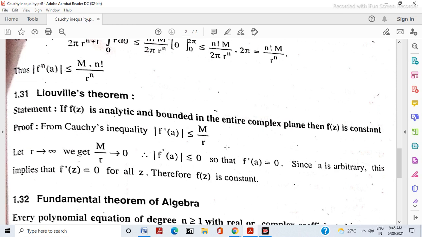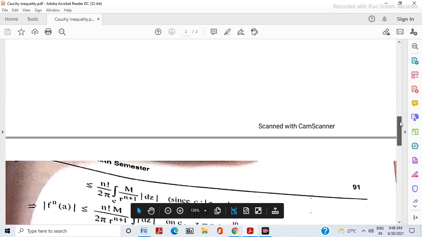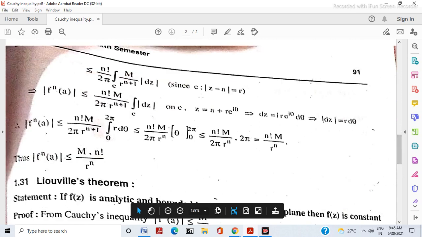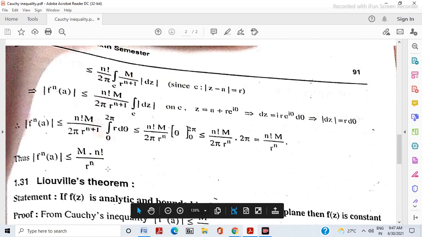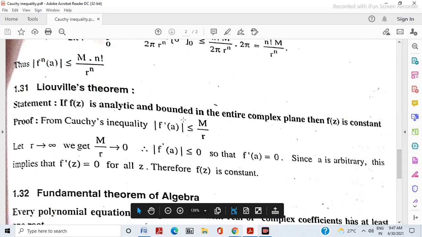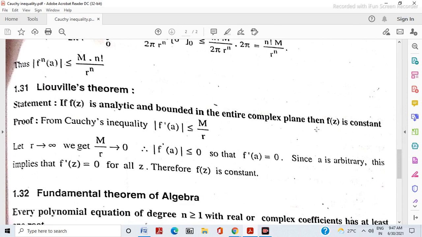F of z is analytic inside a circle only we have assumed. Just see, we have taken it as a circle with the center at A and R. We have proved only for the circle. But here what is the difference? It is analytic in which one? Entire complex plane. Then how we will get that entire complex plane? Because we proved Cauchy's inequality only for a circle with center at A and R. But here we should apply that for the entire complex plane.